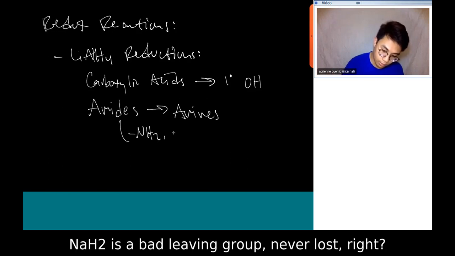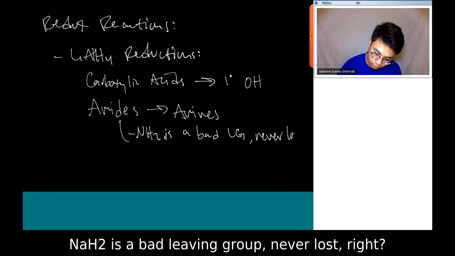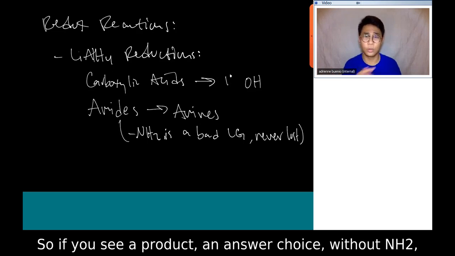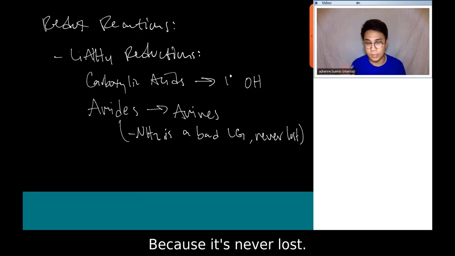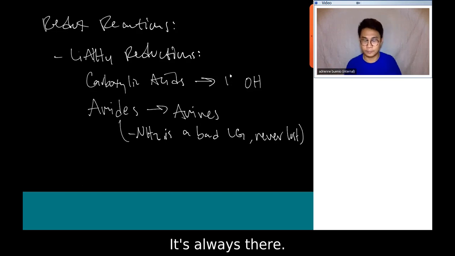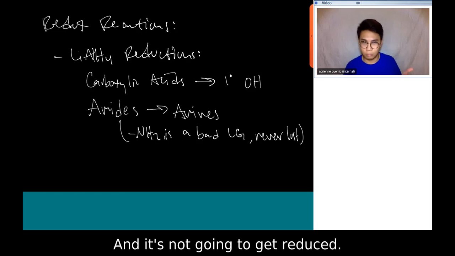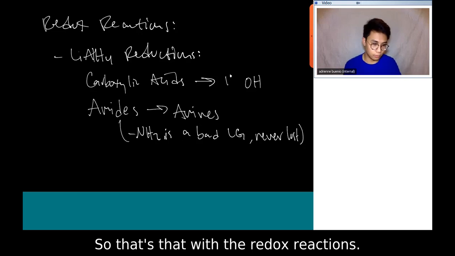NH2 is a bad leaving group, never lost, right? So if you see a product, an answer choice without NH2, that's wrong because it's never lost. It's always there. Yeah, so NH2 is always there, and it's not gonna get reduced, right? Okay, so that's that with the redox reactions, and now we're going to organometallic reagents.